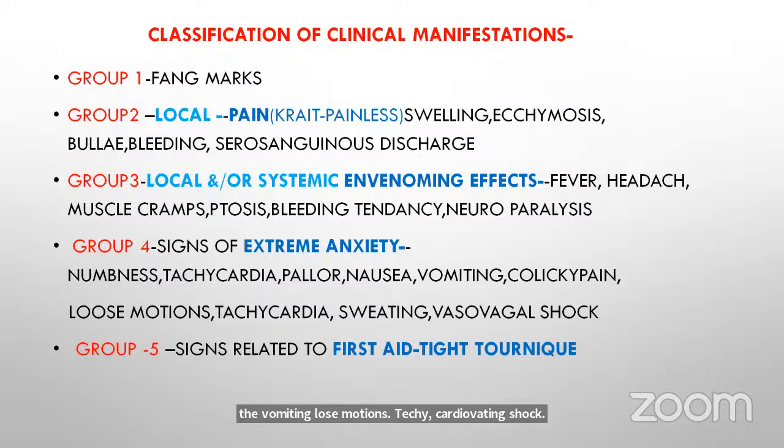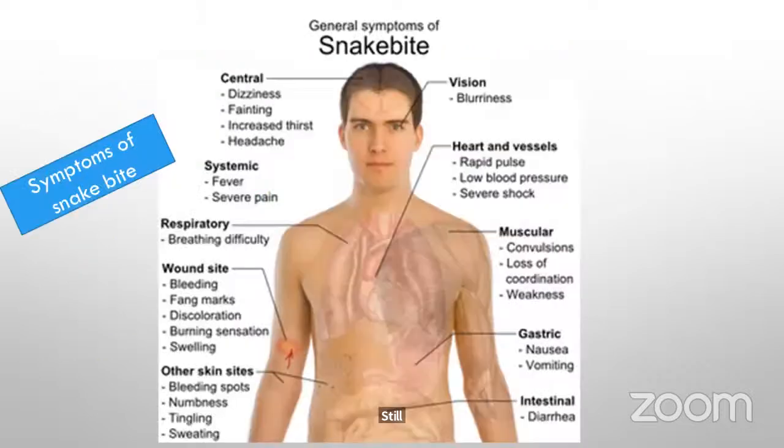So this is the 4th group, and the last group is the signs related to first aid treatment, like usually a tourniquet. Though it is advocated that a tourniquet should not be tied to the patient, still many educated patients come with a tied tourniquet. Next. And this is just a diagrammatic representation of signs and symptoms. Next.